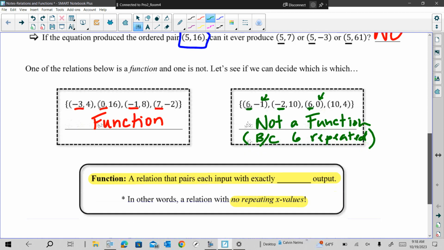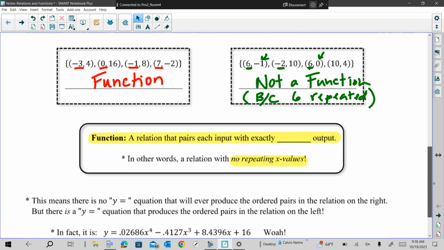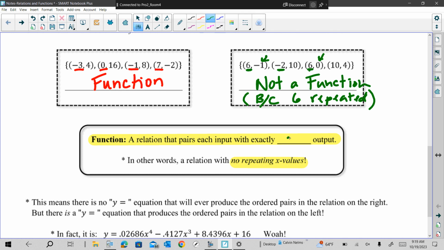All right, so highlight this key information about a function. A function is a relation that pairs each input, that's your x's, to exactly one output. In other words, no repeating x's. So that's the key information. Highlight that, please.